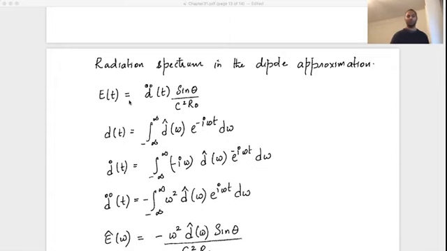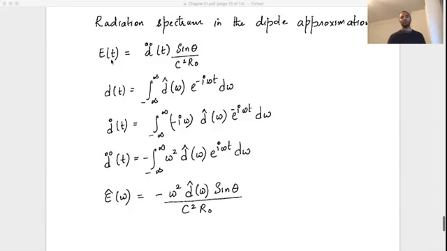And again, I've dropped the vector nature here. I've just taken the scalar value. And so what I want eventually is E of omega, the spectrum of the electric field. And so the question is, how do you get the spectrum of the electric field? Well, it's obvious. You can just take Fourier transforms on both sides, and then you can work out what the spectrum is.